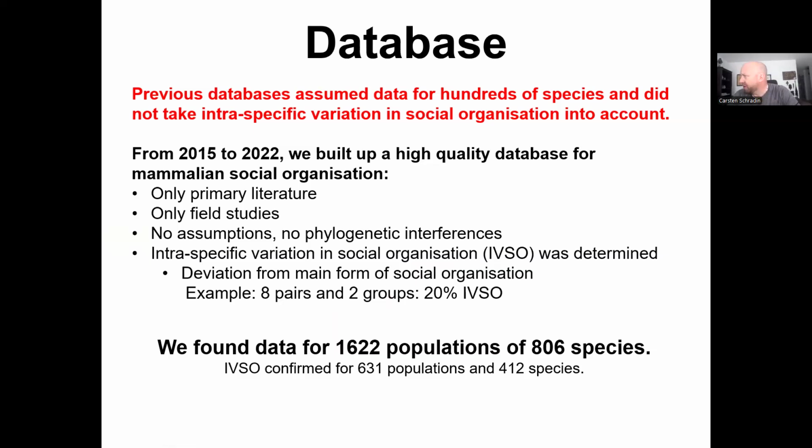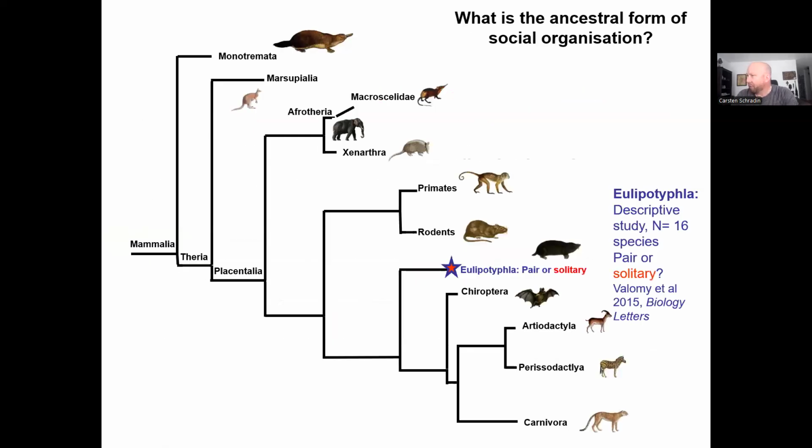We found altogether data for 1,622 populations from 806 species. There's a bit more than 5,000 mammal species. About 1 out of 6 mammal species has been studied in the field for the social organization. The first study we did is descriptively on Eulipotyphla.